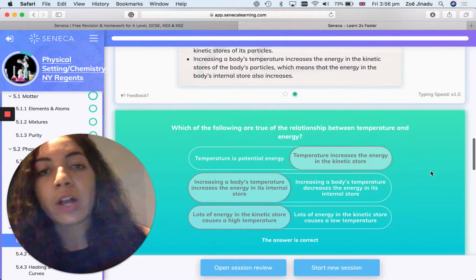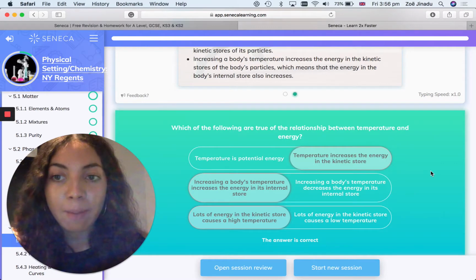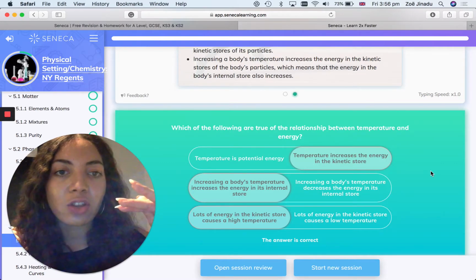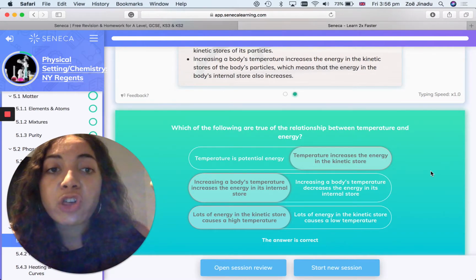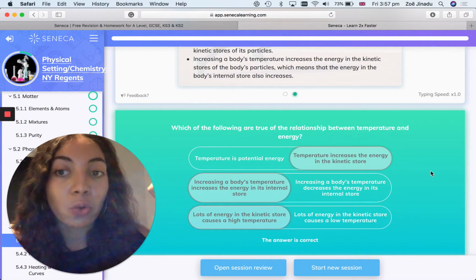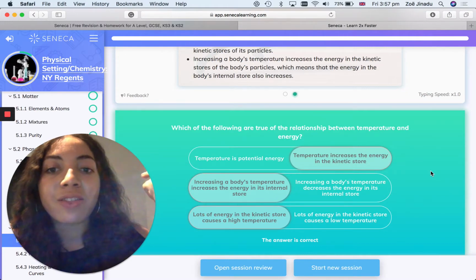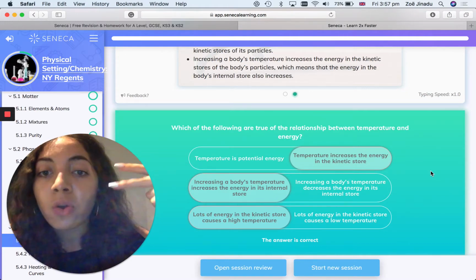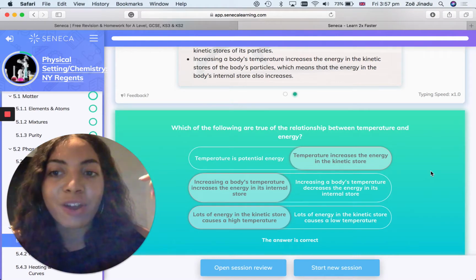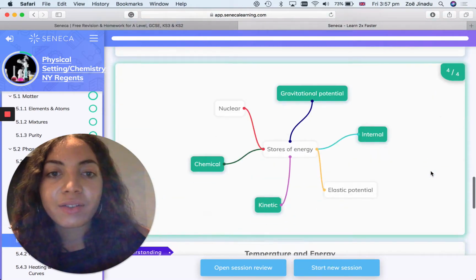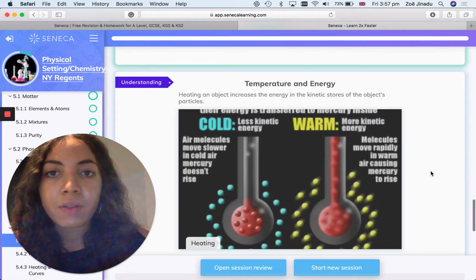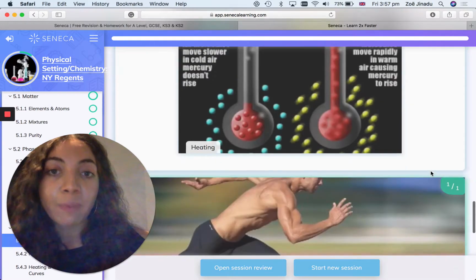Which of the following are true of the relationship between temperature and energy? I'll read the correct answer. Temperature increases the energy in the kinetic store. Increasing a body's temperature increases the energy in its internal store, and lots of energy in the kinetic store causes a high temperature. Heating an object increases the energy in the kinetic stores of the object's particles.